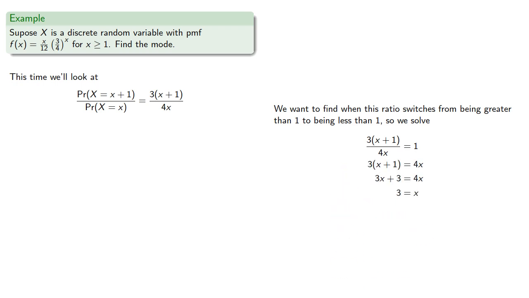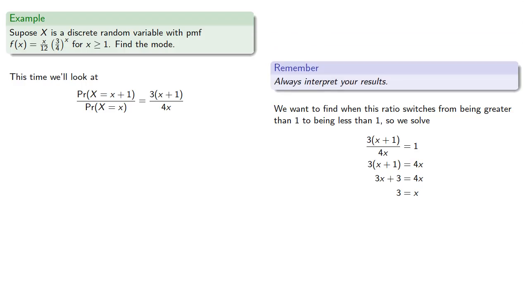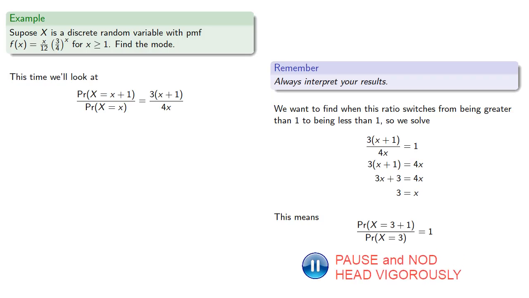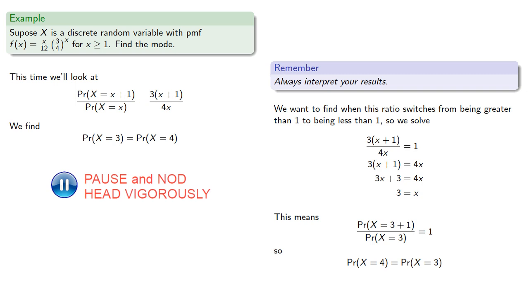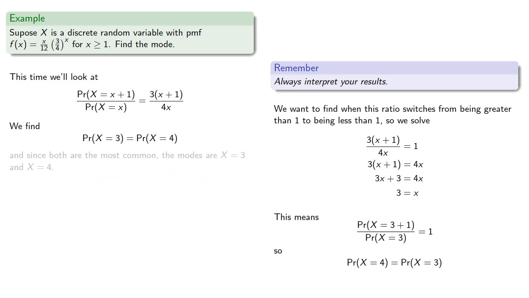So we should always interpret our results. So the ratio is 1 when x is equal to 3. And so that tells us the ratio between the probabilities when x is equal to 3 plus 1 to the probability x equals 3. That quotient is 1. And so the probability that x equals 4 is equal to the probability x equals 3. And since these are the most common values, the modes are going to be x equals 3 and x equals 4.